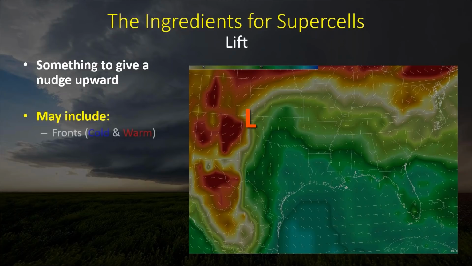So the first would be fronts, so a cold front shown in blue there, or a warm front shown in red. Both of these are great sources of lift. Something that's very well known to be a source of lift during severe weather events for our area, especially during the springtime, is the dry line. So that's going to separate the dry air on one side from the more moist air on the other side.